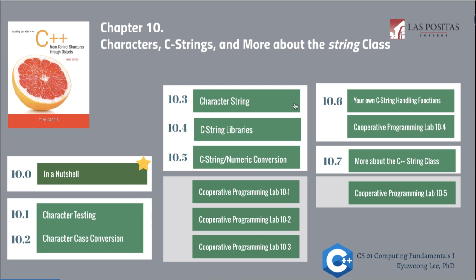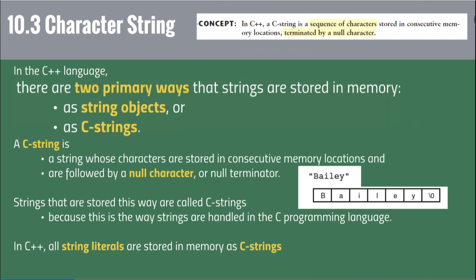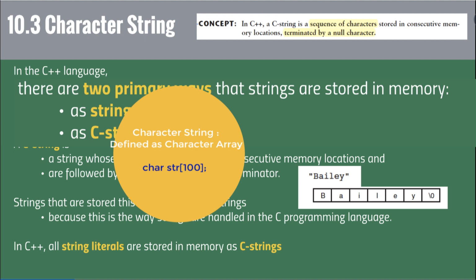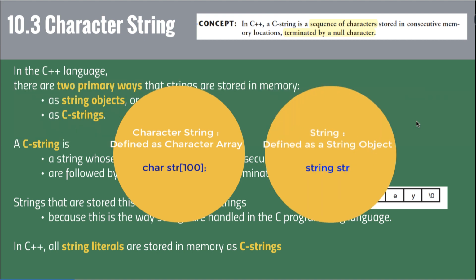Now we are going to move to the next topic, the character string. There are two primary ways to represent a string. The first one is the string object and the second one is the C-string. A C-string is a character string which is defined as a character array. In contrast, a string is defined as a string object.